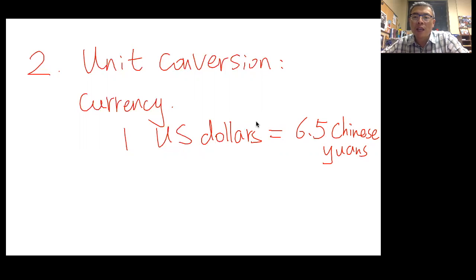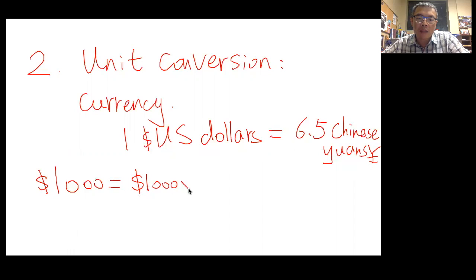Okay, now let's say you take 1,000 US dollars with you. Okay, Chinese yuan normally they use this symbol for that. Okay, now how do you convert this to Chinese yuan? Okay, the idea is this. You can write this like this. Okay, write it and multiply this by 1. Okay, certainly if you multiply something by 1, it's still the same number, right?